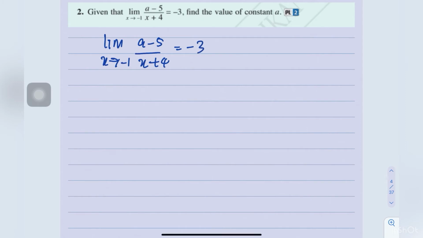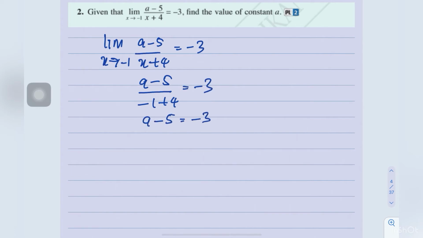So first of all, you have to substitute x equals negative 1. So a minus 5 over negative 1 plus 4 equals negative 3. So a minus 5 equals negative 3 times 3. So a equals negative 9 plus 5. So a equals negative 4.